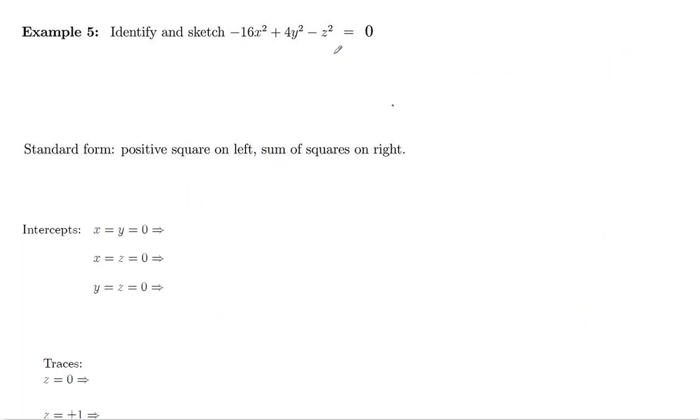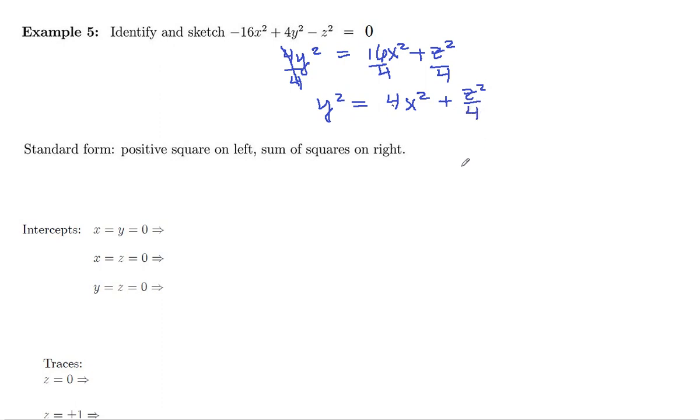So in this case, x and z are negative, so we'll bring those over and solve for the y squared. So putting this in standard form, then y squared is going to equal positive 16x squared plus z squared. And we'd like to solve for the y squared, so let's divide the 4 off on both sides. So then we get y squared equals 4x squared plus z squared over 4.